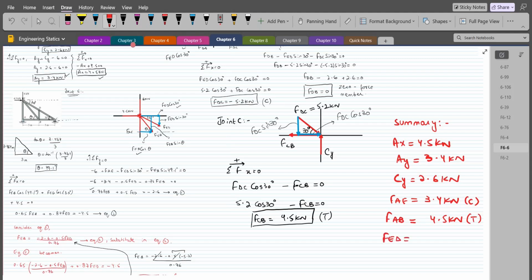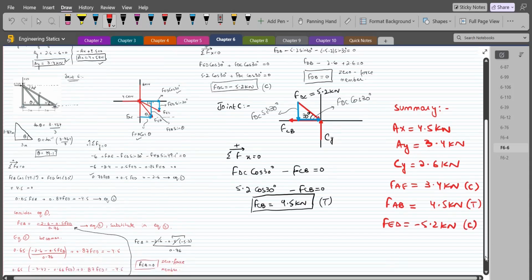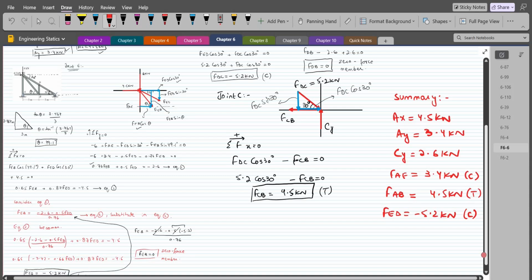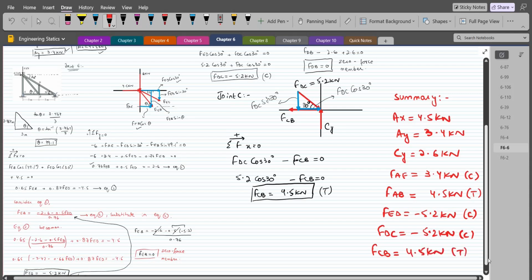FED is negative 5.2 kilonewtons. And since we had assumed it as tensile earlier, but we are getting a negative answer, the member ED is in compression. Similarly, the force in the member DC is also negative 5.2 kilonewtons, because earlier we had assumed it as a member in tension, but as we are getting the negative answer, it means the member is in compression. The force in the member CB is 4.5 kilonewtons, and the member is in tension.